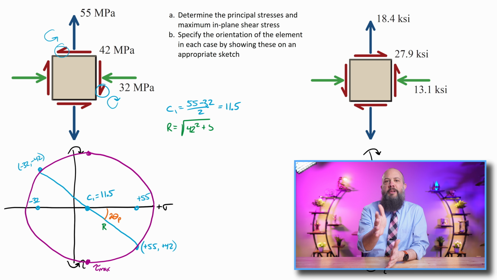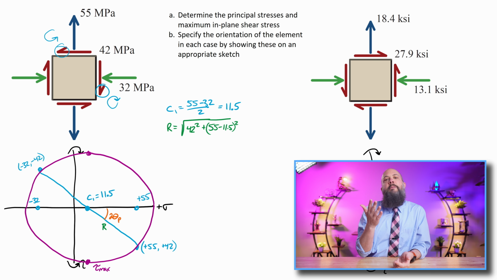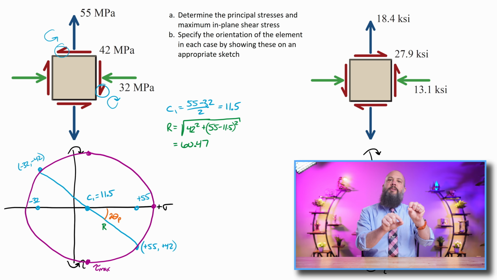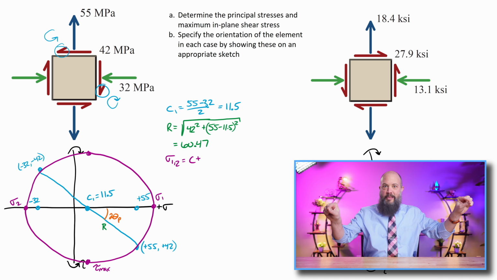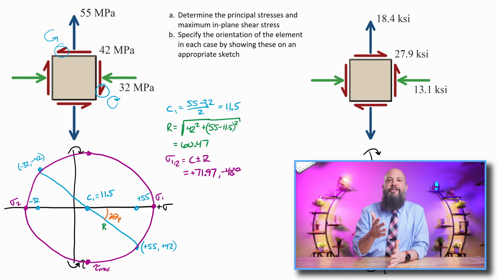And the radius of the circle is also going to be the straight vertical height of the circle. So that's going to be your maximum in-plane shear stress, R. R is tau max in plane, 60.47. So the principal stresses will just be horizontal. So from the center, plus R or minus R will get us to the left and right sides of Mohr's circle. So 11.5 plus or minus 60 gets us to 72 and negative 49. Those are the principal stresses.